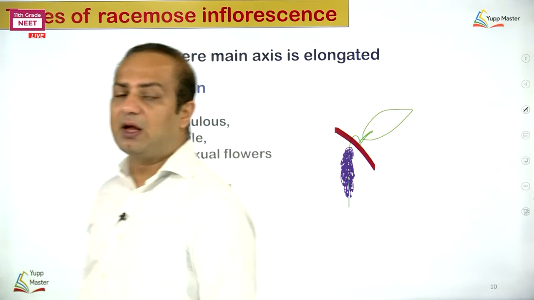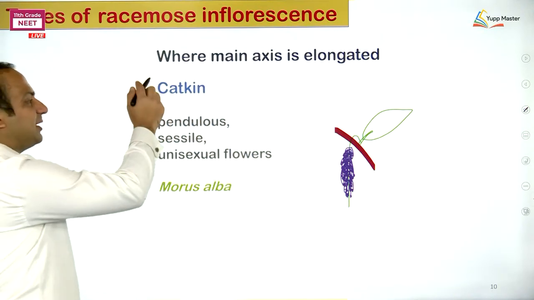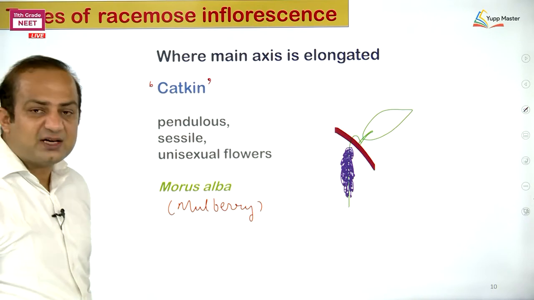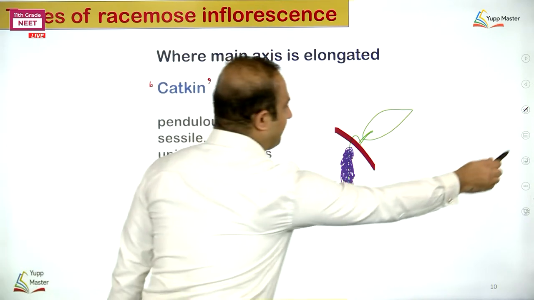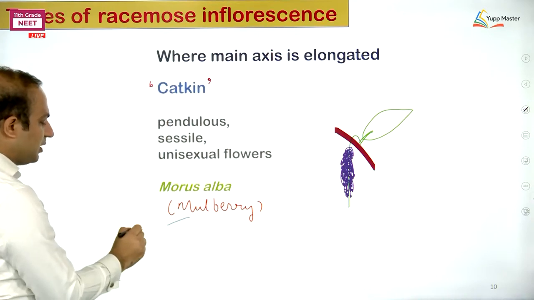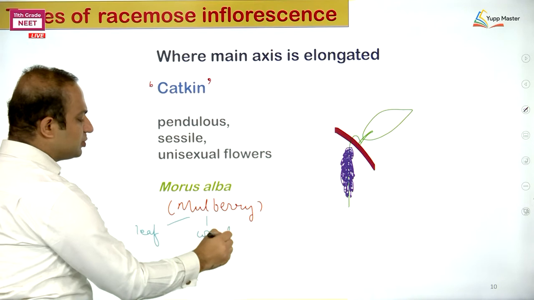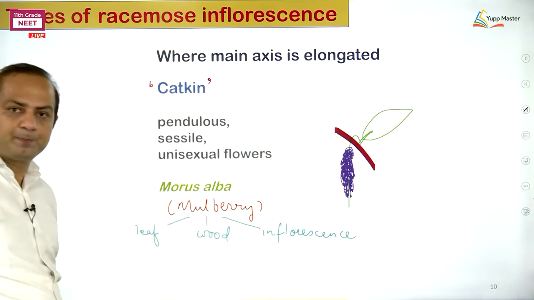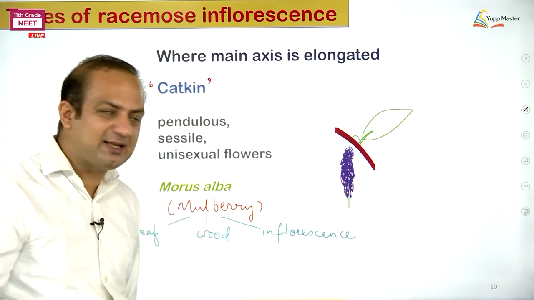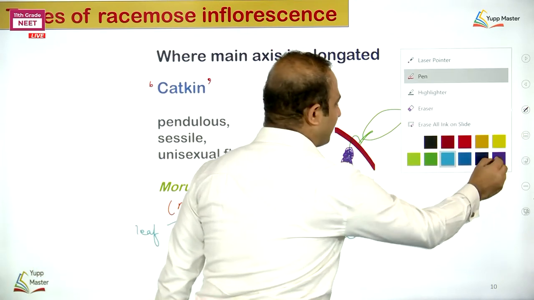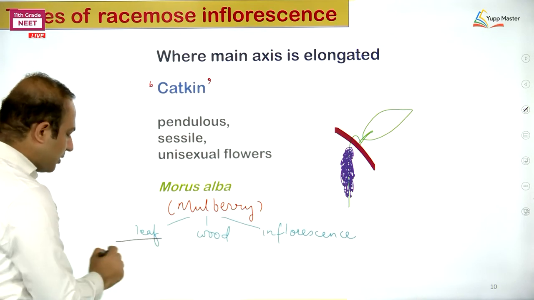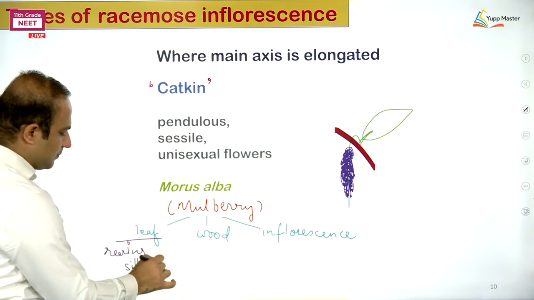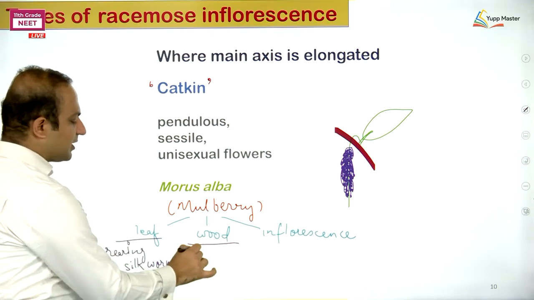The common name is mulberry. Now Morus alba is famous not only as the example of catkin, it is famous as mulberry. Now, the parts of the mulberry plant which are used: one, the leaf is used; number two, the wood is used; number three, the inflorescence is used. Now what are the uses that we need to know here? We are reading it just for general knowledge, nothing else. The leaf is for rearing silkworm. Wood, for making hockey sticks.